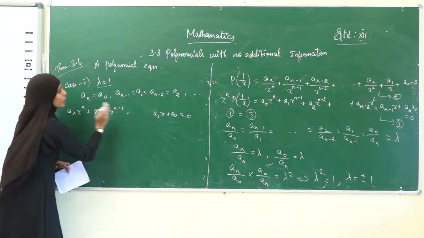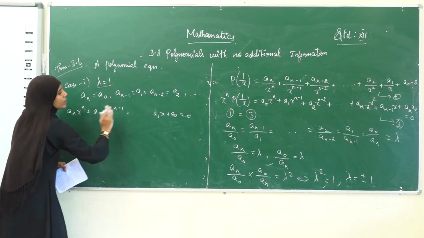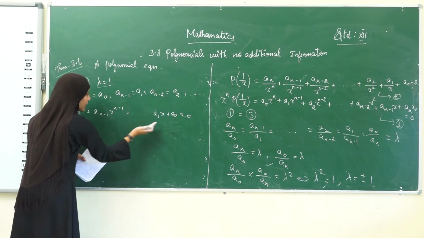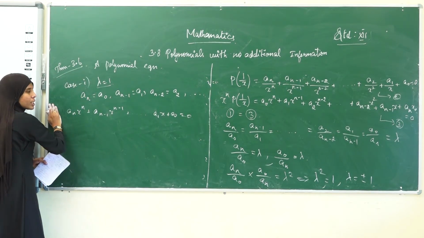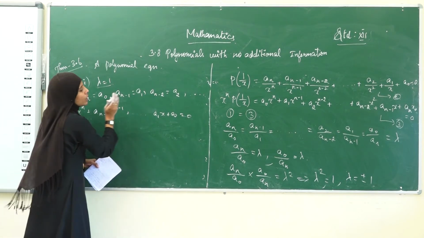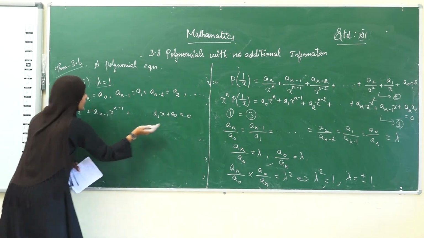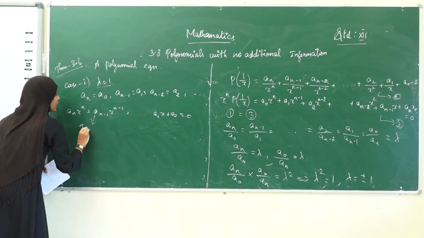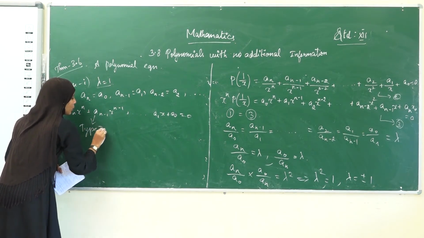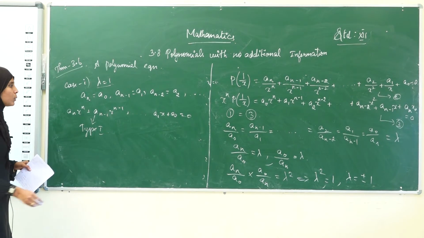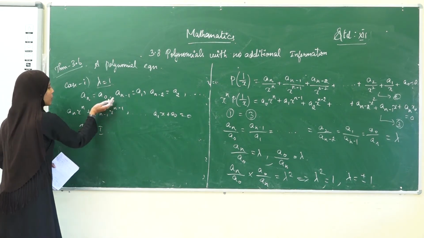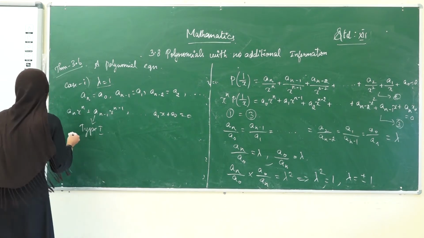See here, a n is equal to a naught, a n minus 1 is equal to a1. The next term, a n minus 2, will be equal to a2, like this. That is, the value of the coefficient from the starting term is equal to the value of the coefficient from the ending term. In this case, this type of equation is said to be a type 1 reciprocal equation. We have already seen what a type 1 reciprocal equation and a type 2 reciprocal equation are.